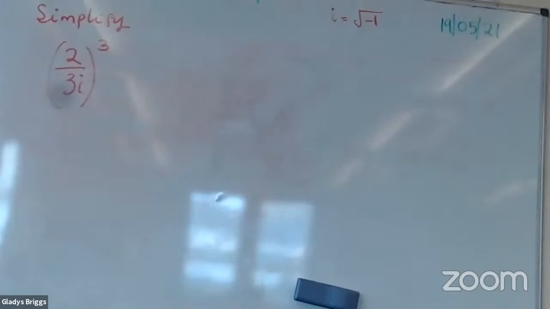It's 8 over minus 27i. Okay, we'll see now. 8 over 27i. Okay. Negative 27i. Yes. Okay, we'll see now.